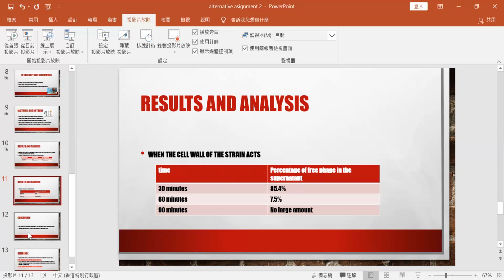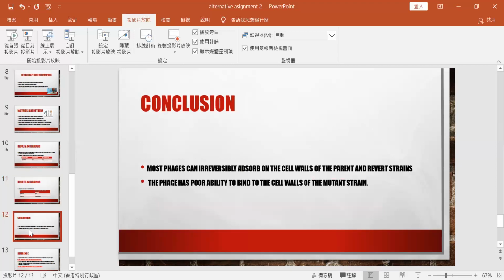So we can see that at this concentration most phage can irreversibly adsorb onto the cell wall of the parent and revertant strain. And then the phage has poor ability to bind the cell wall of the mutant strain. We can speculate that the outer membrane protein of E. coli is the main receptor function for the bacteriophage.